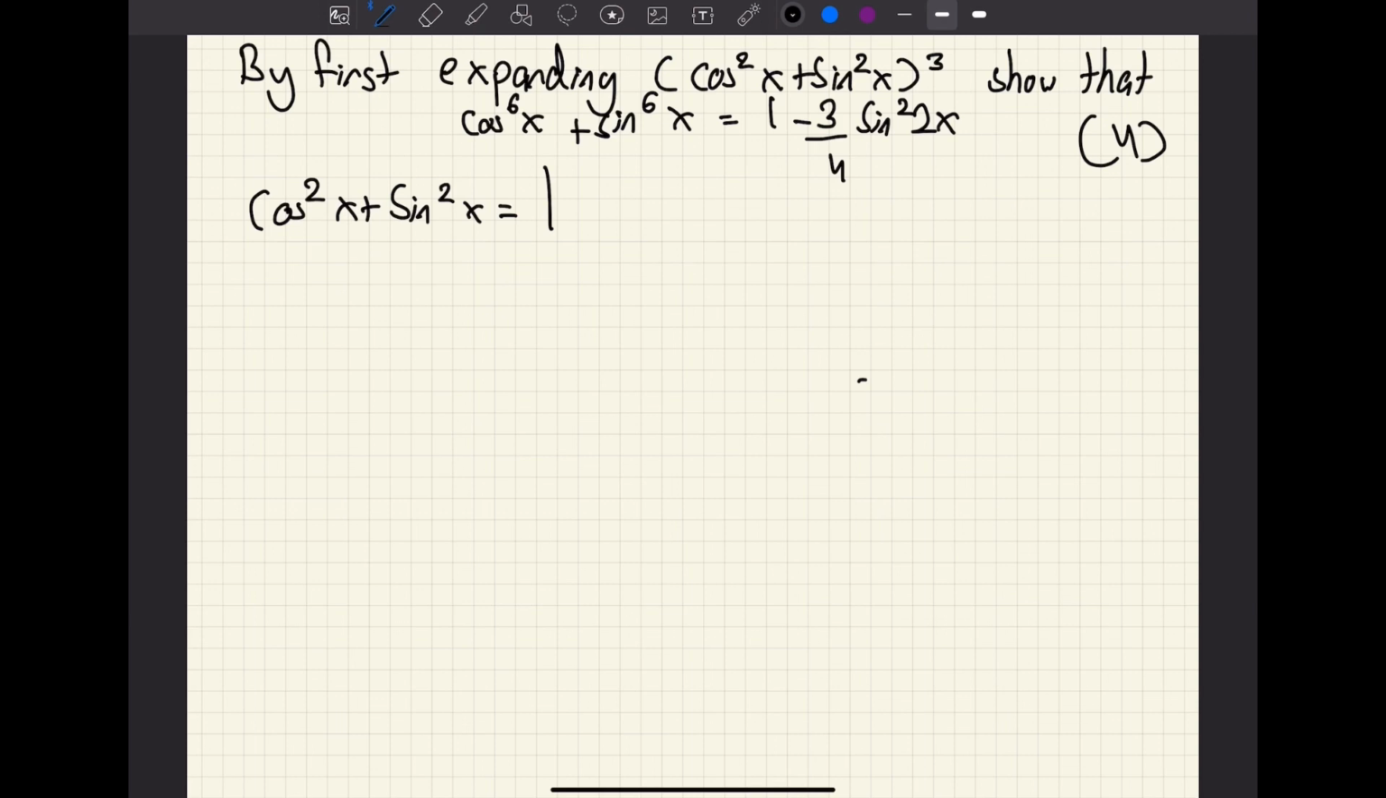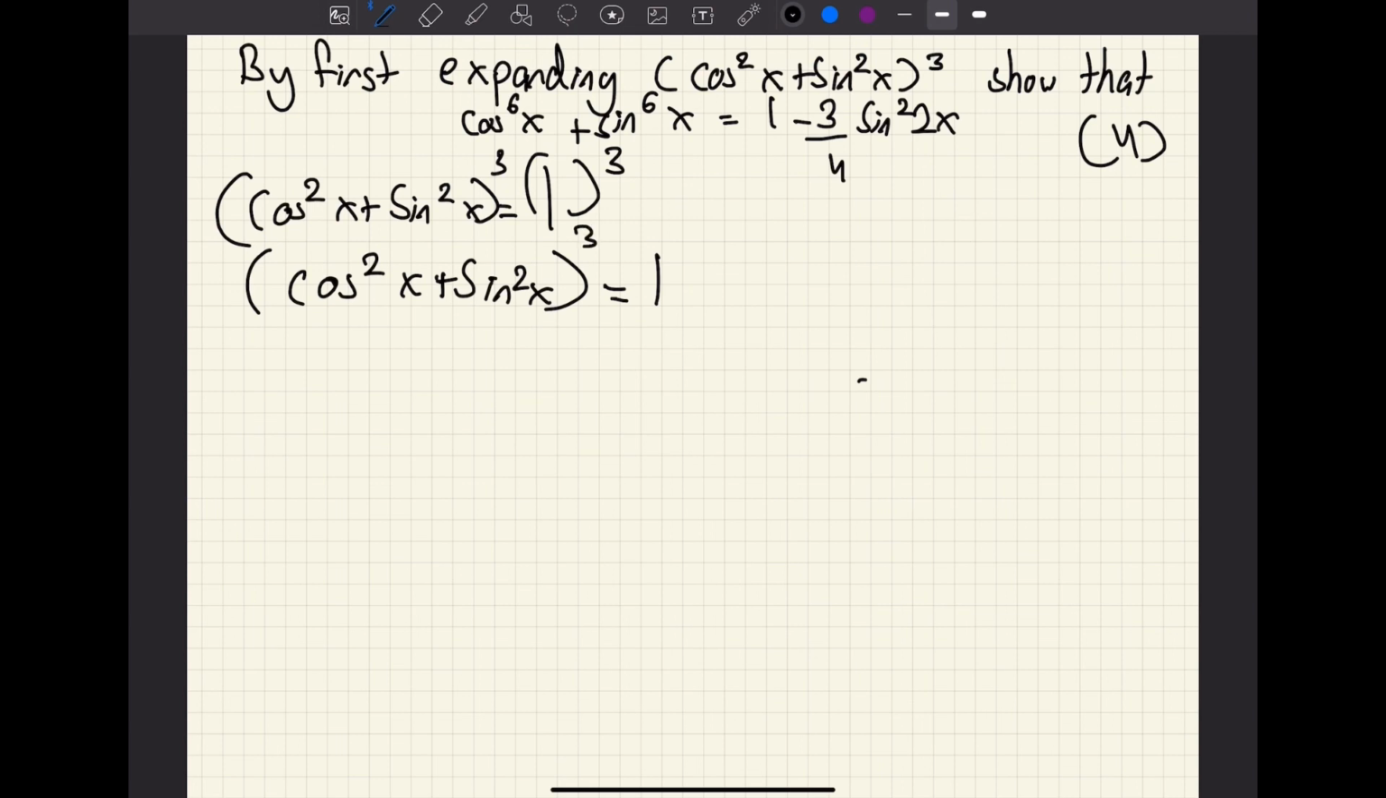Now, if it's cos square x plus sine square x cubed, I have to cube the other side of the equation as well. Covered this in the last video. To do something to the left side of the equation, you have to do the same to the right-hand side. So if I cube both, I can see that cos square x plus sine square x, all cubed, is equal to 1. This was the hardest part of the question, figuring this out. So this is what we should equate this to. Now let's start expanding, because we know that 1 to the power of anything is going to be 1.